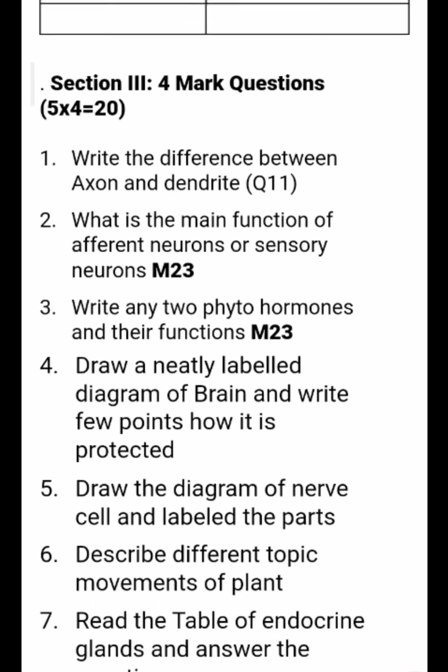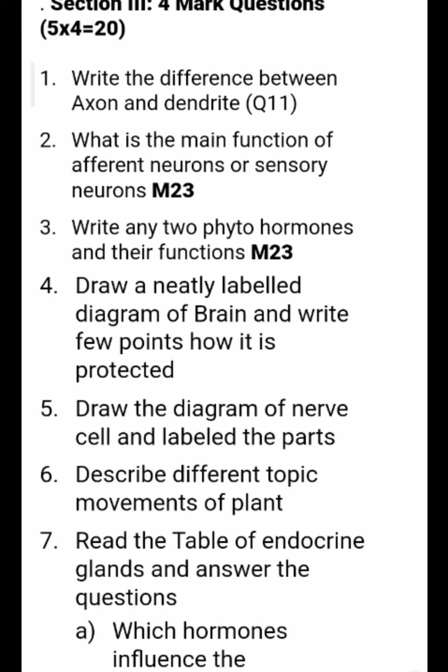Next, 4 marks questions. Write the differences between axon and dendrite. What is the main function of afferent neurons or sensory neurons? Write any two phytohormones and their functions. Draw a neatly labeled diagram of the brain and write a few points on how it is protected. Draw the diagram of a nerve cell and label the parts.